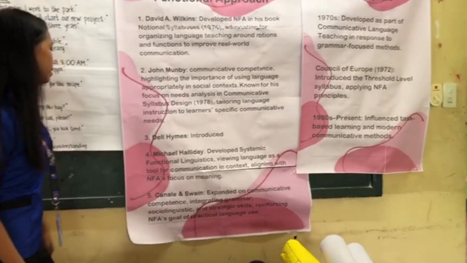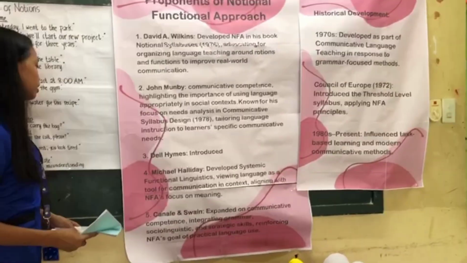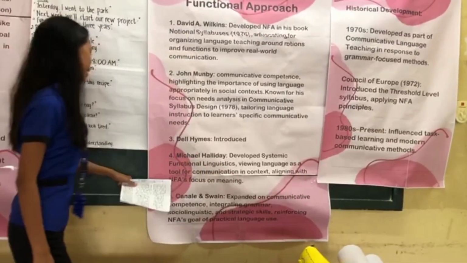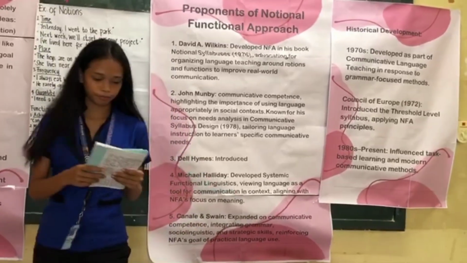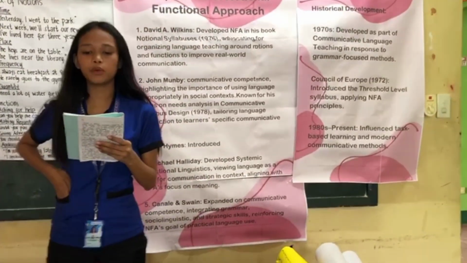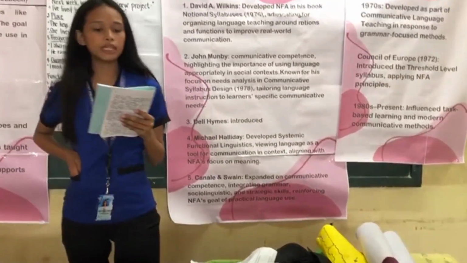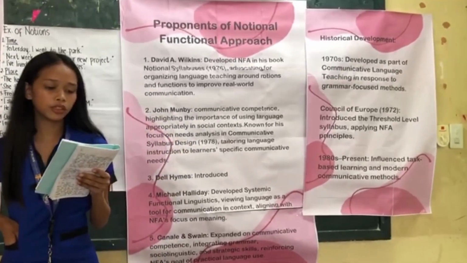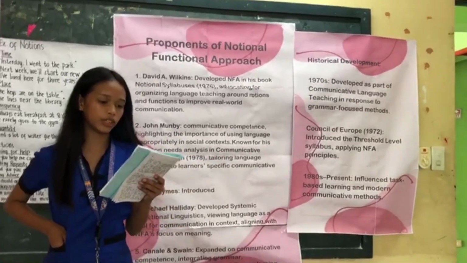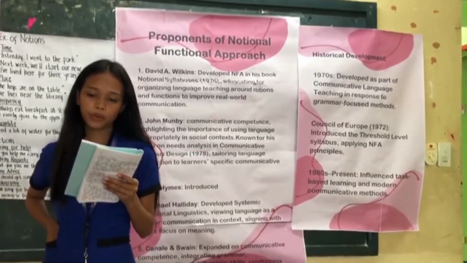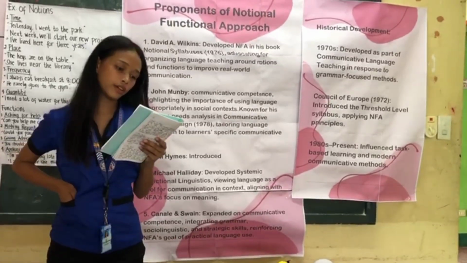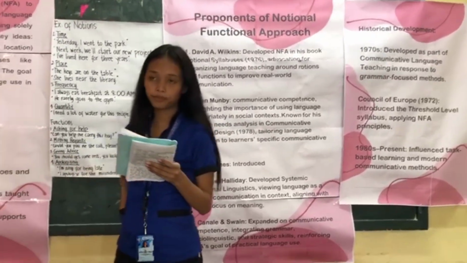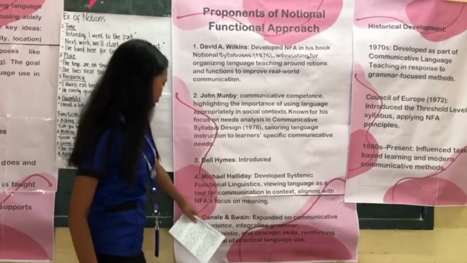Fourth is Michael Halliday, who developed systemic functional linguistics, viewing language as a tool for communication in context, aligning with NFA's focus on meaning. Halliday's perspective was that language is a social tool for making meaning and achieving communication goals in different contexts. He believed that teaching should focus on how language functions to convey meaning in real-world situations. His approach complemented NFA as he emphasized that grammar should be taught in connection with how it helps achieve communicative purpose. The last one is Hymes and Swain.